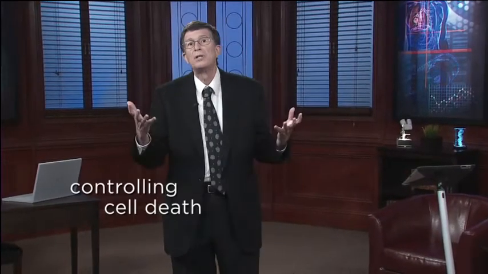First we talked about gene expression, and then I talked about oncogenes, proto-oncogenes that are involved with signaling. The third type of cancer-causing gene I'm going to talk about is controlling cell death.